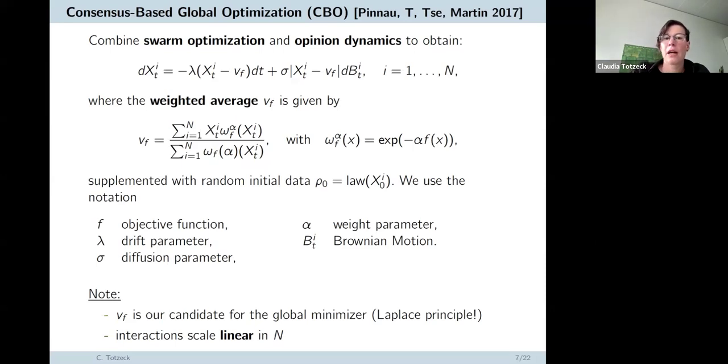Even every particle is communicating with the others via the weighted mean. Once I computed VF, these other things are more or less linear. So this is a nice thing. And what is also hidden behind here is that we have the Laplace principle at hand. So there is already theory that tells us if we send alpha to infinity, then this weighted average is really converging to the global best. So this gives us a mathematical structure, a theorem that we can use to be sure that in the limit alpha to infinity, our approximation works well, which is nice.